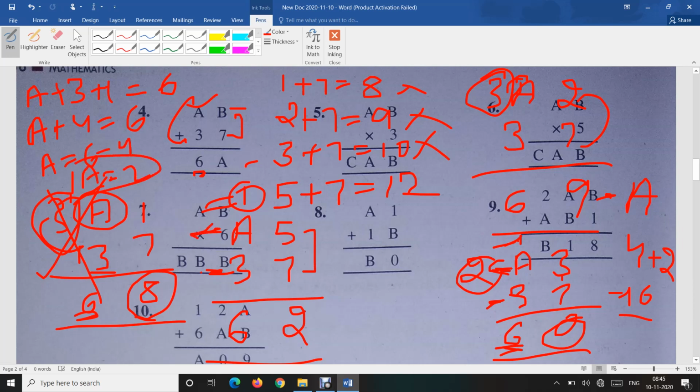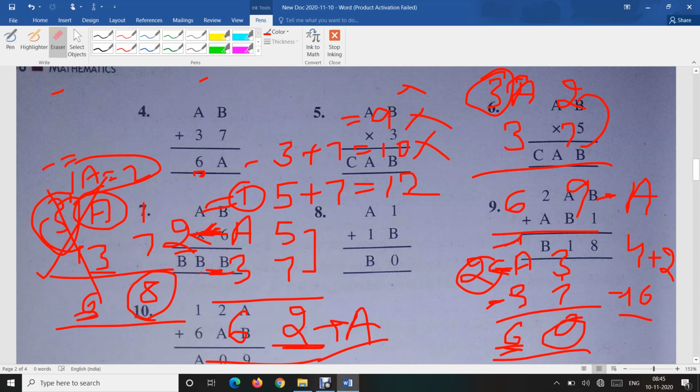That means a should be replaced by 2. Here we have a is equal to 2, and also here we have a is equal to 2. That means this condition will satisfy. So the value of b is equal to 5 and a is equal to 2. Hope you understand this question also.